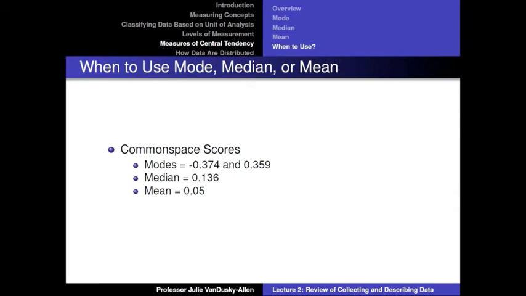So in sum, there are 3 different measures of central tendency: the mode, median, and mean. And all 3 measures give us different values, as in the Commonspace score example, leading us to draw different conclusions about the average or typical case of a variable. So when do we use these 3 different measures?